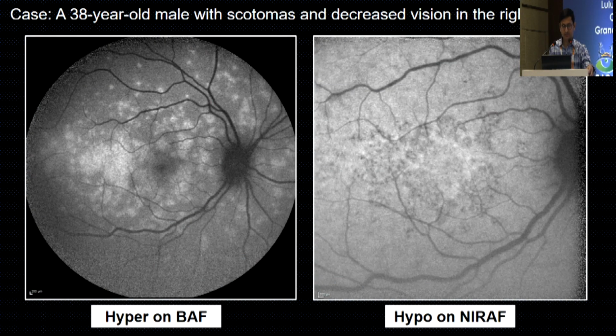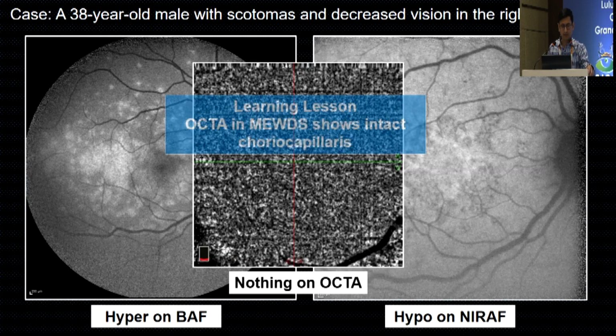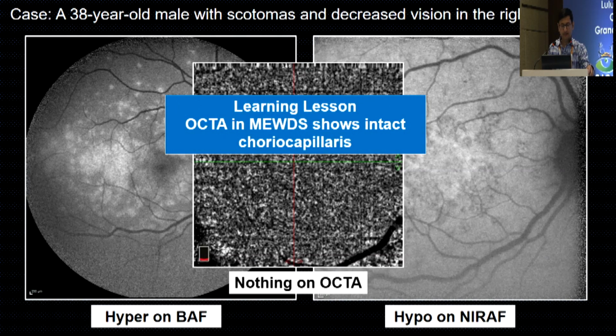This is my last patient with scotoma and decreased vision in the right eye. And you see the contrasting appearance on two types of autofluorescence. One is the blue ray autofluorescence and the other one is the near infrared. And you realize that on blue filter you have hyper autofluorescence and the lesions appear hypo on near infrared. And the moment you see this with no finding on OCT angio, you know that this is MUDES. And the MUDES patients will have intact choriocapillaris.